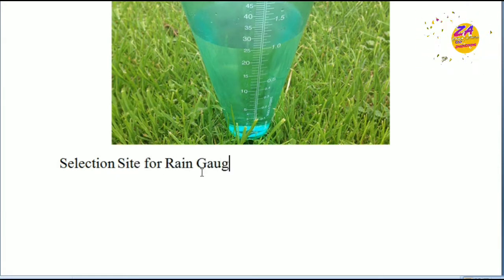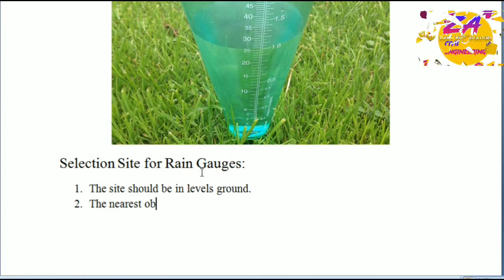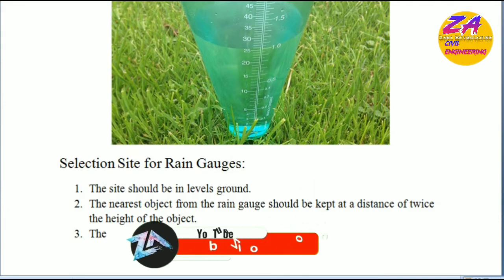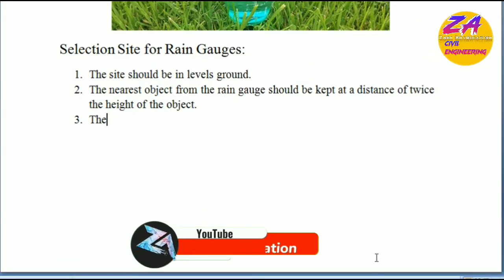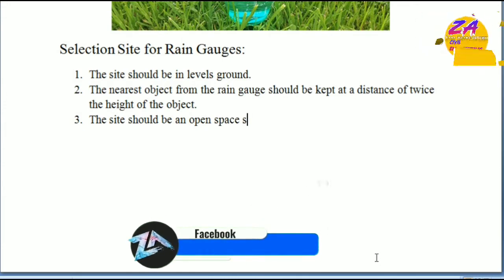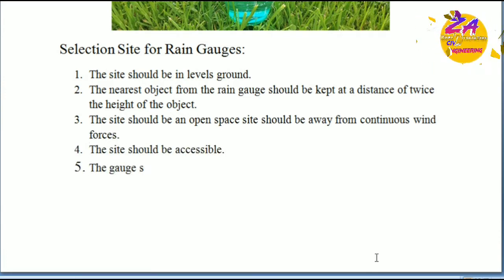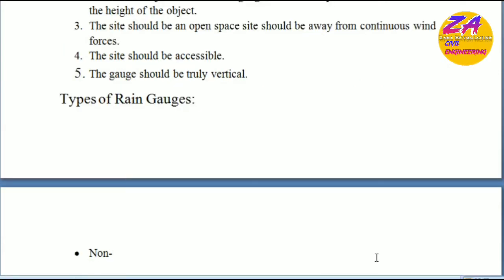Selection of site for rain gauges. First, the site should be on level ground. Second, the nearest object from the rain gauge should be kept at a distance of twice the height of the object. Third, the site should be an open space. Fourth, the site should be away from continuous wind forces. The site should be accessible, and the fifth point is the gauge should be truly vertical.